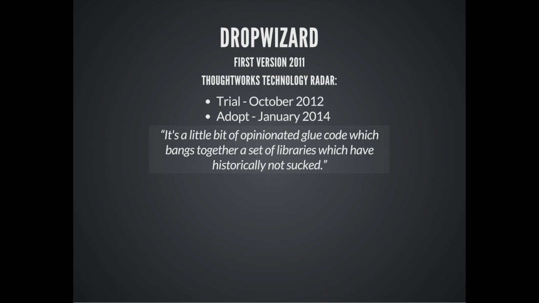Dropwizard, well, that's code for a website, a little bit of implemented glue code, which binds together a set of libraries which have historically not sucked. And those libraries are Jersey for RESTful web services, Hibernate for database access, Jackson for JSON, and a couple of others.